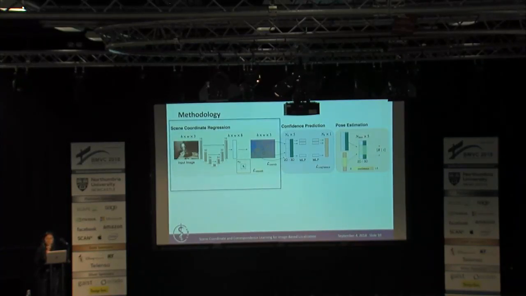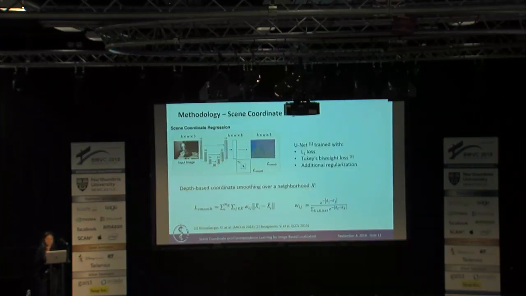Initially, given an RGB input image, we densely regress a pixel-wise scene coordinate map for the RGB image. In this case, we used LieNet to train our network, which follows an encoder and decoder network architecture with skip connections. We evaluated different loss functions, in particular L1 loss and Tukey's biweight loss. We also applied an additional regularization in the form of a depth-based coordinate smoothing over a local neighborhood of an image pixel. So if depth values in the surrounding neighborhood of the image pixel were really close, we assumed that the scene coordinates should also be smooth, and we apply a weighting in that case.